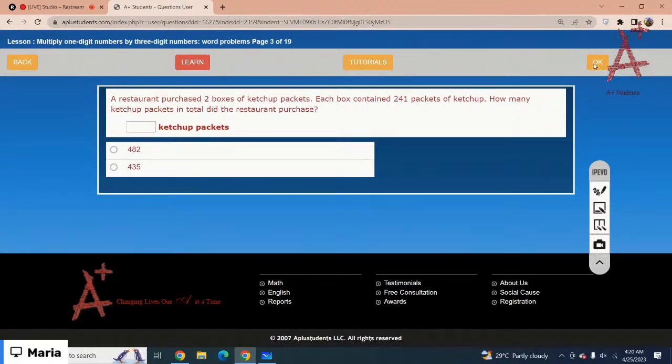A restaurant purchased two boxes of ketchup packets. Each box contained 241 packets of ketchup. How many ketchup packets in total did the restaurant purchase? You have to calculate how many total packets they have. In one box you have 241 packets. They purchased two boxes, so you have to do 2 times 241.